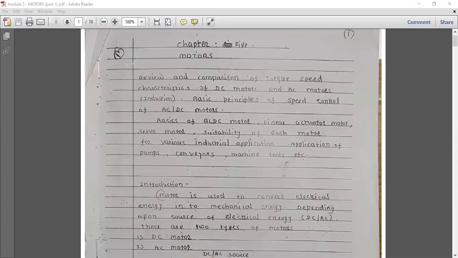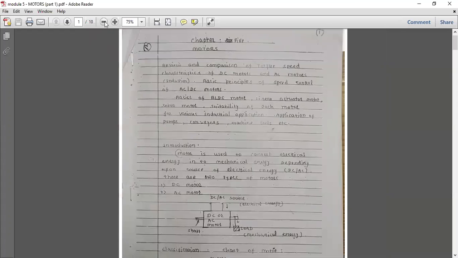Good morning, students. Today we are going to start with chapter number 6 of Industrial Electronics Motors. In this, we are going to give you just a normal review comparison between speed torque characteristics of DC motors and AC motors, which is related to AC induction motors. What are its basic principles of speed control with respect to AC and DC motors?